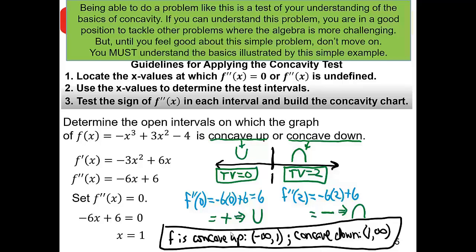Keep in mind that you have to be able to do a problem like this just to make sure you understand the basics, the principles. If you can understand this problem, you're in a good position to go on to hard problems where maybe the algebra is a little more challenging or something like that. But until you feel like you can do this problem in your sleep, there's no sense in moving forward with more difficult problems where the algebra might be more challenging or there might be something else that puts a little twist in it. You have to understand this. So spend a lot of time thinking about this problem and similar problems and make sure you can handle these before you try to tackle the others.